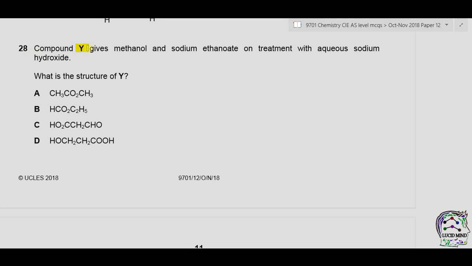Question 28. Compound Y gives methanol and sodium ethanoate on treatment with aqueous sodium hydroxide. What is the structure of Y? Methanol is a 1 carbon alcohol and sodium ethanoate is the sodium salt of ethanoic acid. As the name of an ester comes from the alcohol and the ethanoate, we have a 1 carbon alcohol which is methanol, so it will be methyl, and 2 carbon ethanoate, so it is methyl ethanoate.